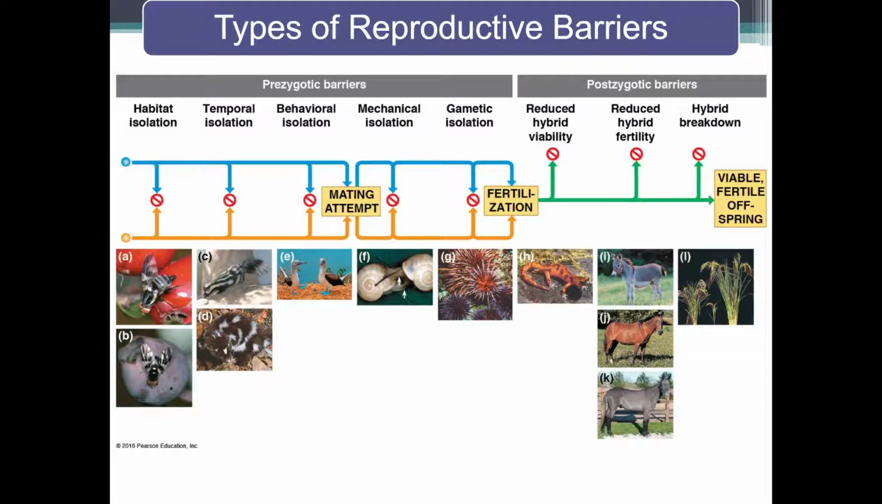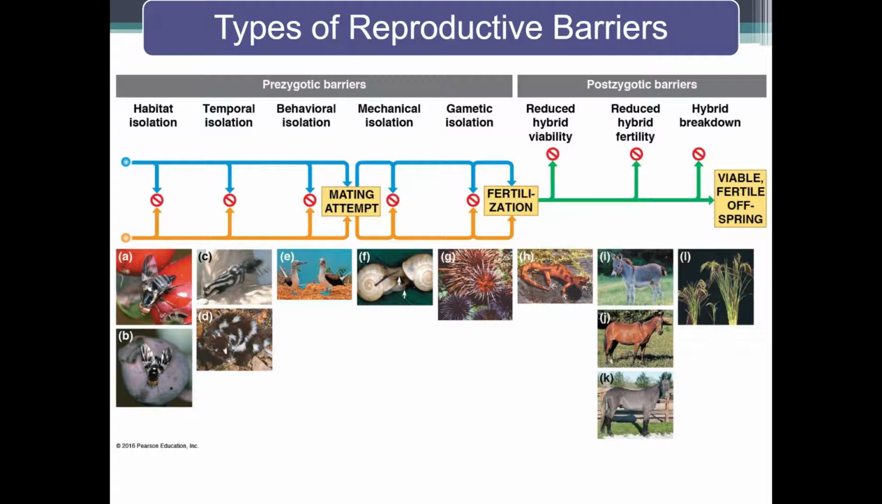Mechanical isolation is going to be more of the anatomical structure piece, where there's some incompatibility between the physical structures so that no fertilization can happen. Size, shape, that sort of thing, they just aren't compatible. And gametic isolation is when, even if the gametes meet between these two species, they are unable to fuse and create a zygote. Gametes can meet, but they can't fuse together. Mechanical isolation is where the anatomical structures don't quite fit together.